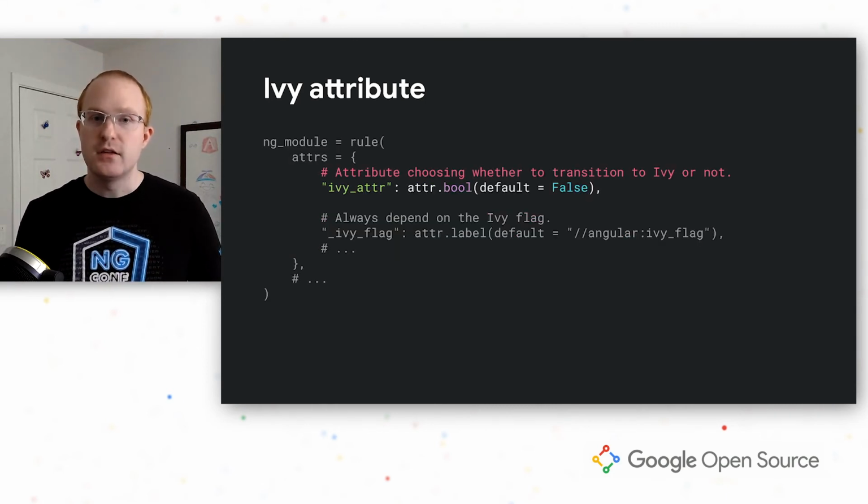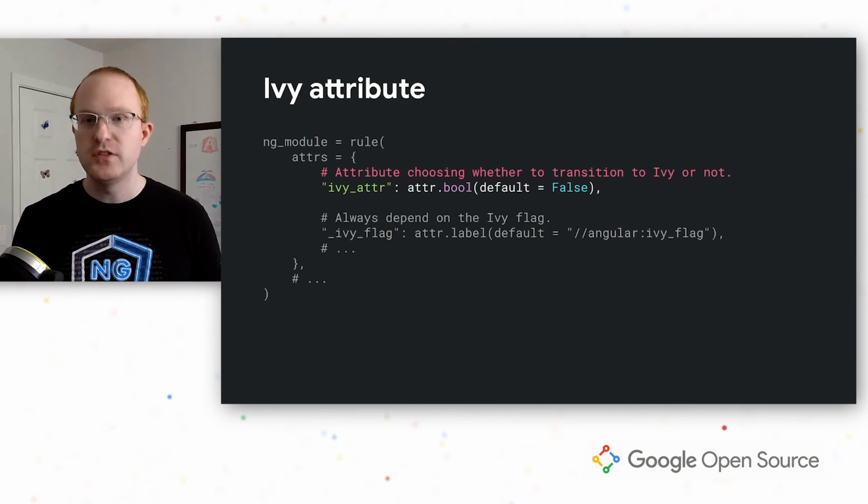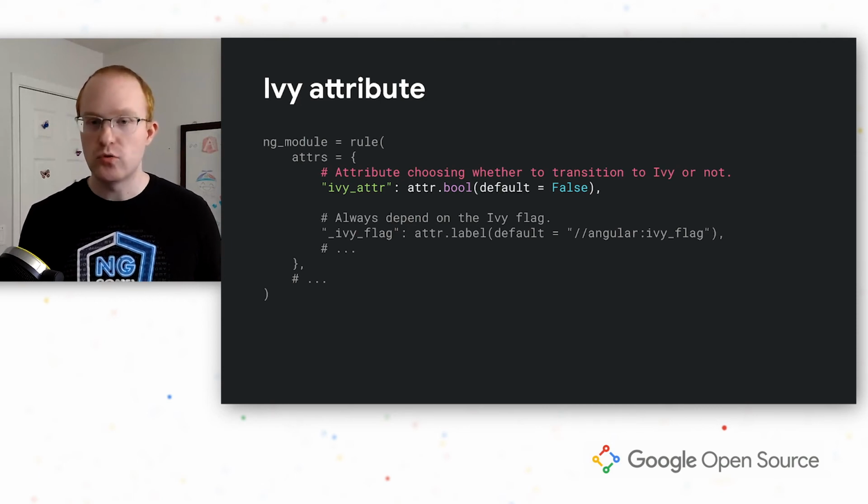We start by declaring an Ivy attribute defined as a simple Boolean and defaulting to false. This is because we expect applications to opt into Ivy. This works just like any other attribute you would use on a rule, and if you've done rules in Bazel before, you've done this countless times, and there's nothing special here.